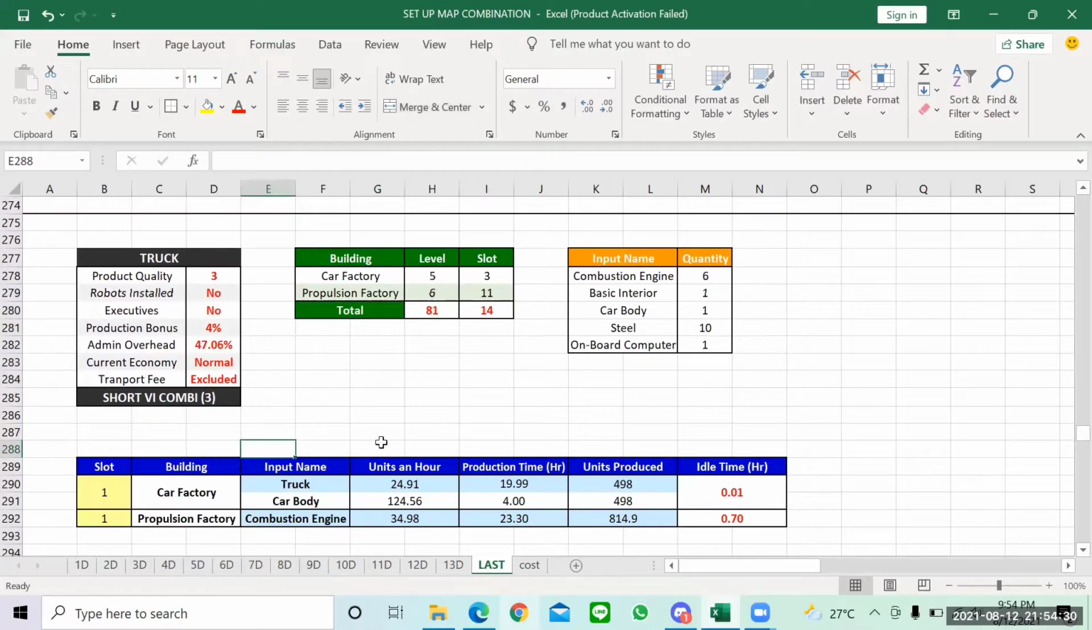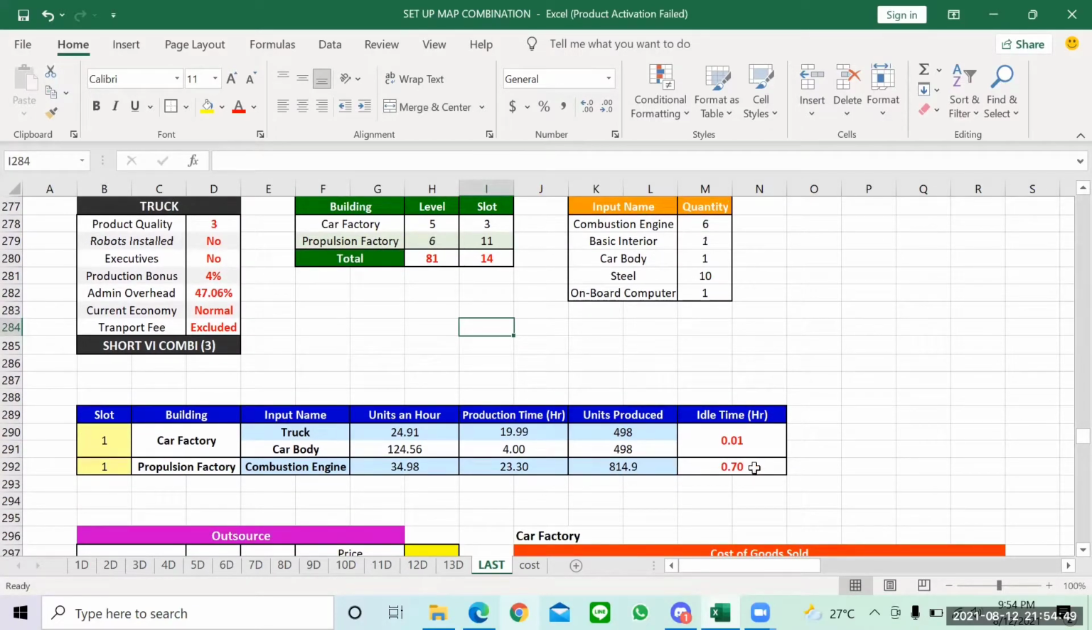Okay, now the last one for the short fee. This is the third short fee combination. It only consists of two kinds of buildings. That is 3 level 5 car factories and 11 level 6 propulsion factories. The idle time is really good.